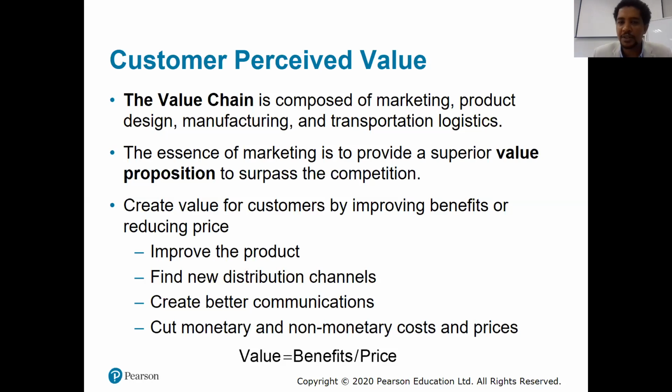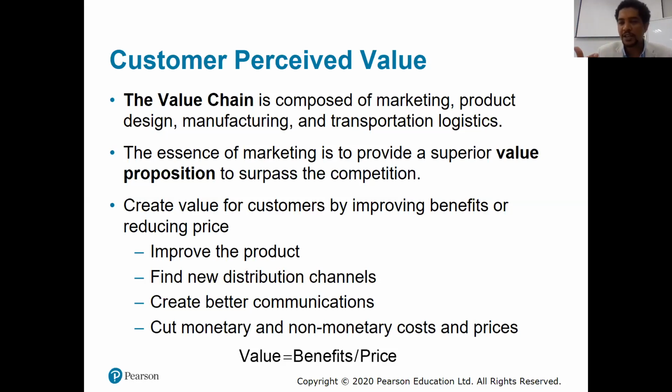Operation would be very much involved in the production process, but marketing is throughout the value chain. The value chain is composed of marketing, product design, manufacturing, and transportation logistics. All through this, you have to deal with marketing issues. When you produce your product, you have to think of the design, or what consumers would like to appreciate on your products. When you develop, you have to think about it. When you sell, you have to think about how the packaging should look for your customers.